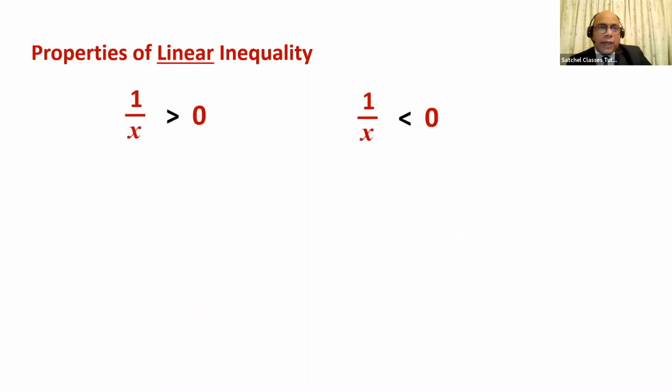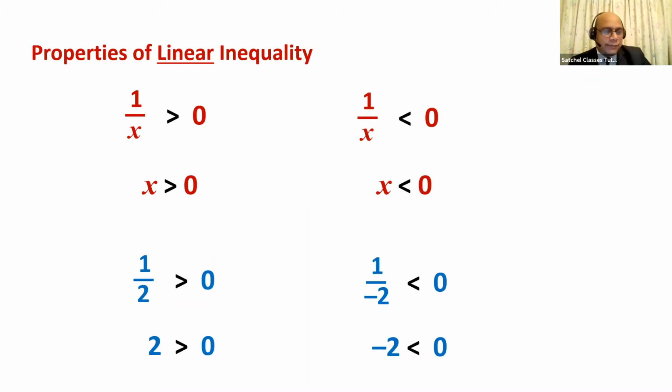Okay, 1 over x is greater than 0. 1 over x is less than 0. That's easy, right? A reciprocal of a number will be positive if the number is positive, right? So if x is greater than 0, the reciprocal will be greater than 0. If x is negative, then the reciprocal will also be negative, right?